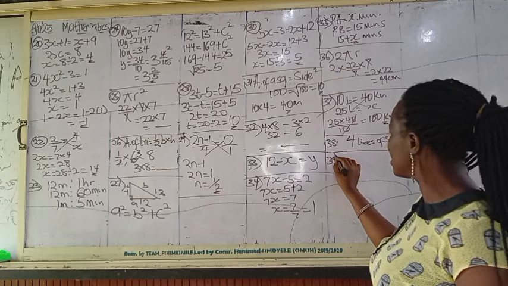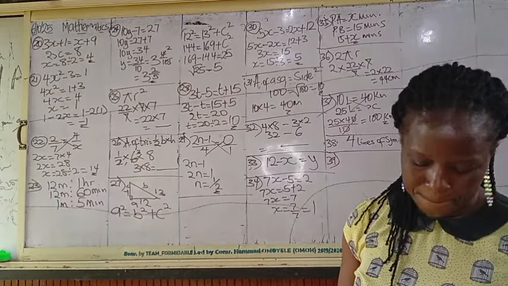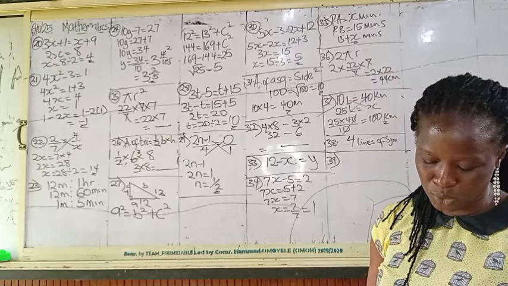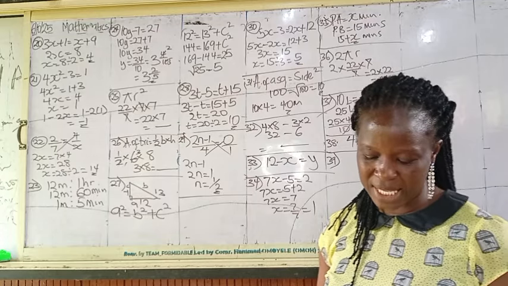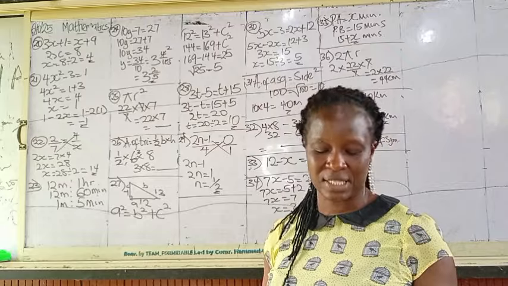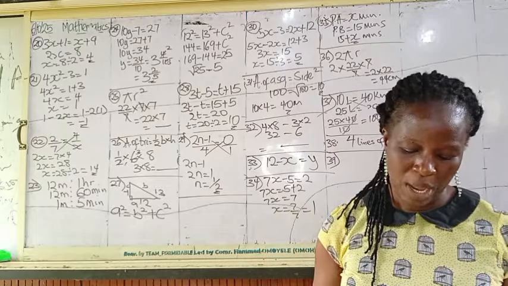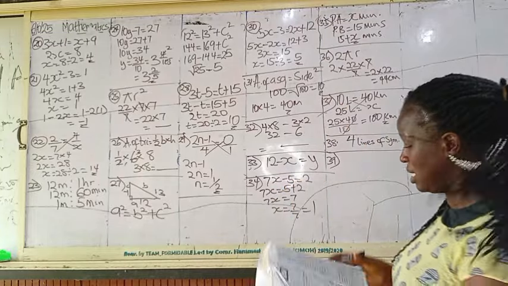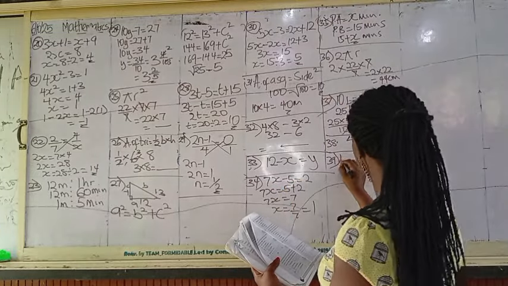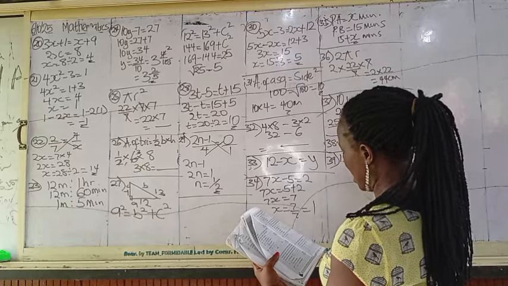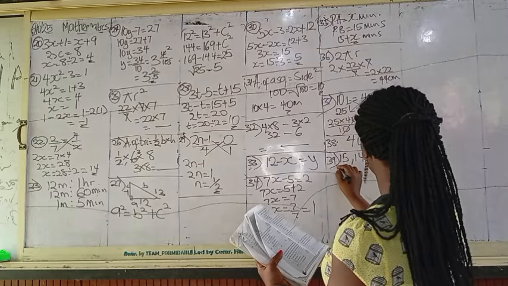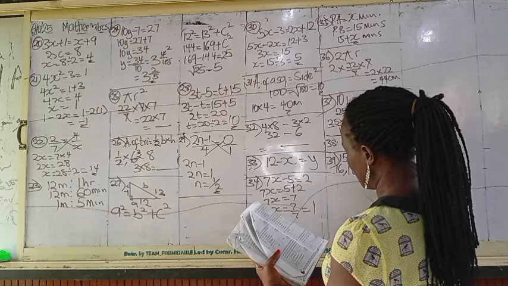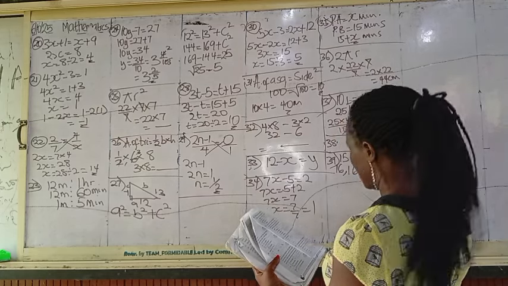So 39 question now. The marks scored in a test by 10 pupils are as follows: 15, 14, 15, 13, 16, 16, 17, 13, 16, 17. Find the mode mark. When we are looking for the modal mark, it means the number that appears most. Let's write it down. So we have 15, 14, 15, 13, 16, 16, 17, 13, 16, 17.